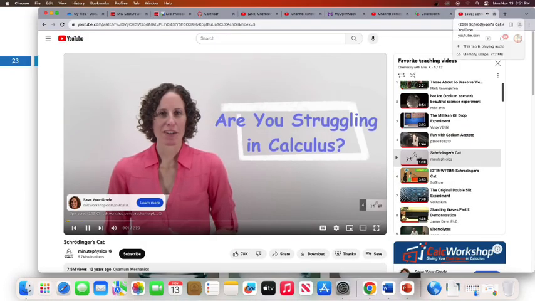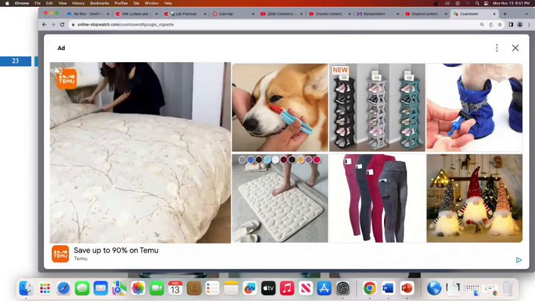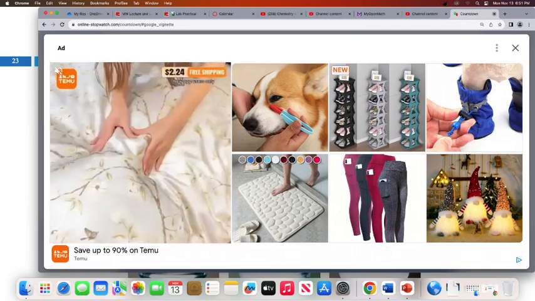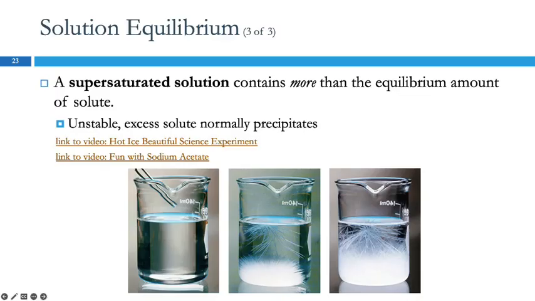Are you struggling in your calculus class? No, I'm not. Not struggling in my calculus class. Thanks for asking. I wondered if it's the same mechanism or same science underneath it or something.